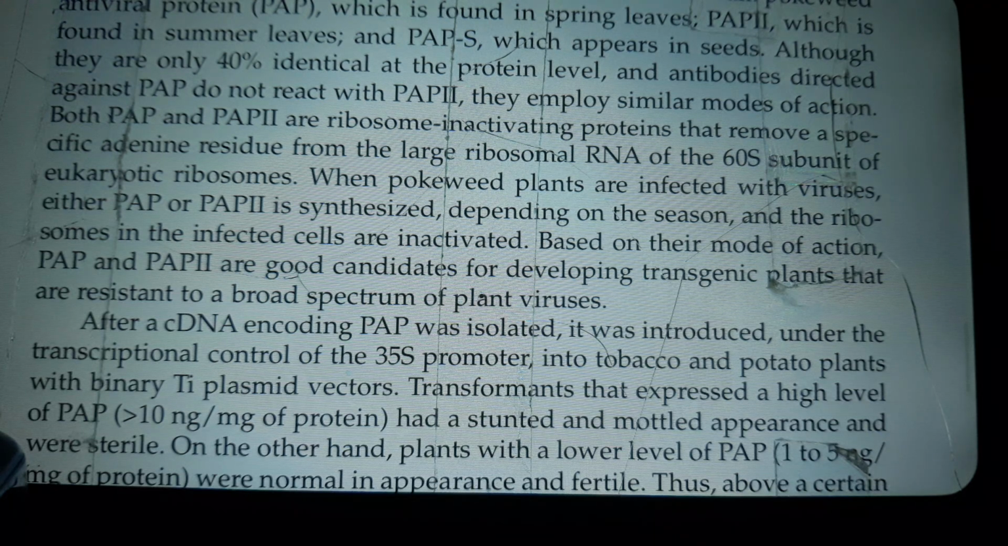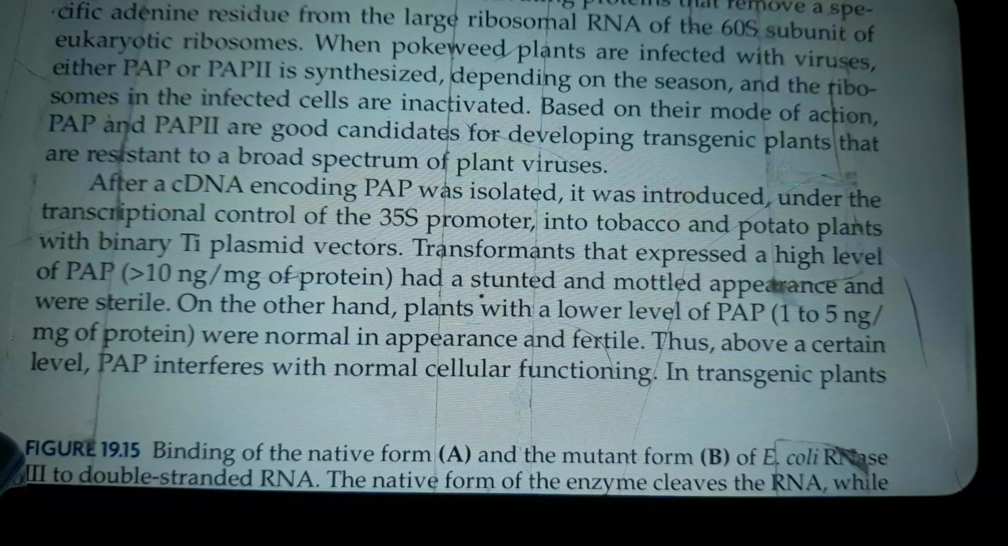Both PAP and PAP2 are ribosome-inactivating proteins that remove a specific adenine residue from the large ribosomal RNA of the 60S subunit of eukaryotic ribosomes. When pokeweed plants are infected with viruses, either PAP or PAP2 is synthesized, depending on the season, and the ribosomes in the infected cells are inactivated. Based on the mode of action, PAP and PAP2 are good candidates for developing transgenic plants that are resistant to a broad spectrum of plant viruses.